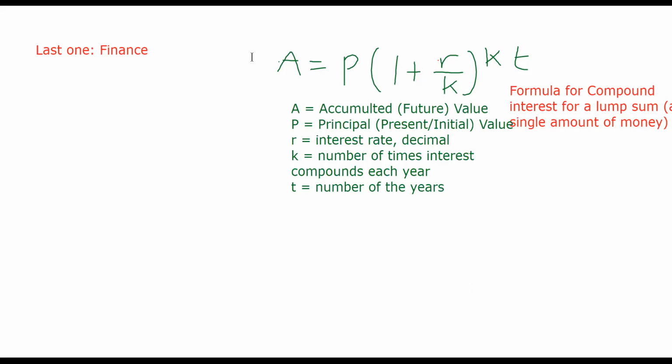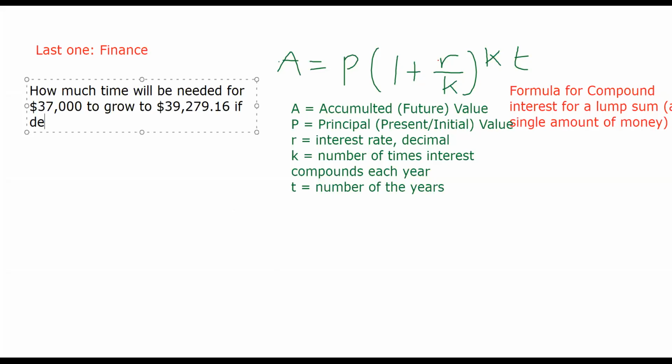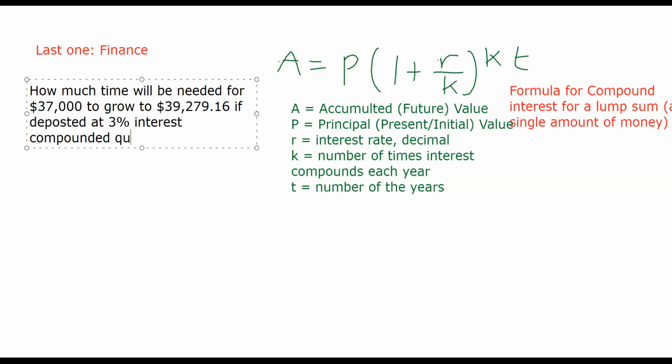So let's work a problem, and I'll show you exactly how this formula works. How much time will be needed for $37,000 to grow into, let me give you this amount of money, $39,279.16, if deposited at 3% interest compounded quarterly.